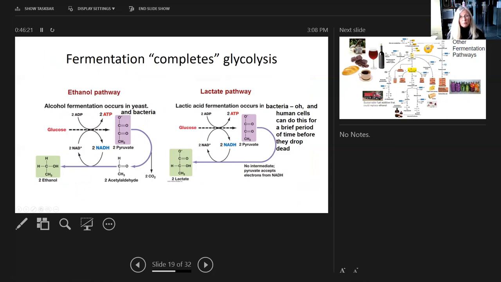Okay, so in this pathway, here's glycolysis, here's our NADHs. Notice there's our pyruvic acid. So what happens to those electrons that are being carried or held by NADH is that NADH gives them back to the organic compound, forming something else. So in the ethanol pathway, the end product of the pathway is ethanol. So ethanol is alcohol.